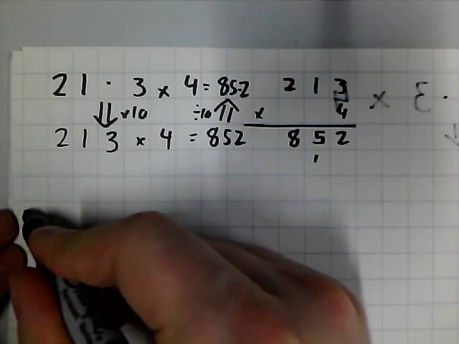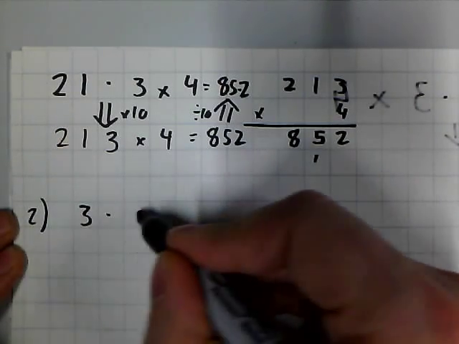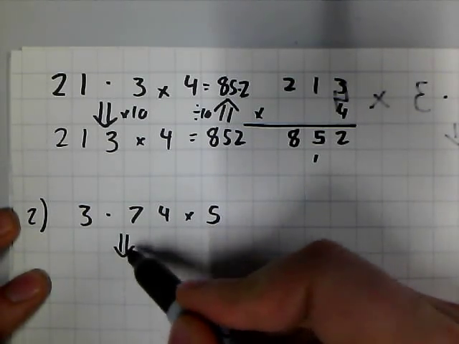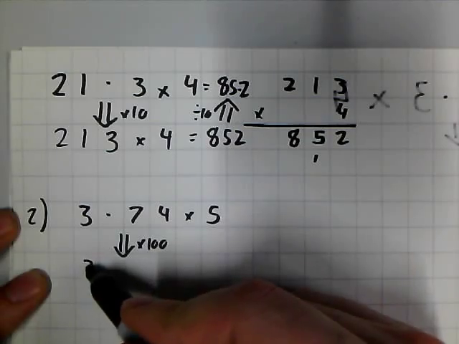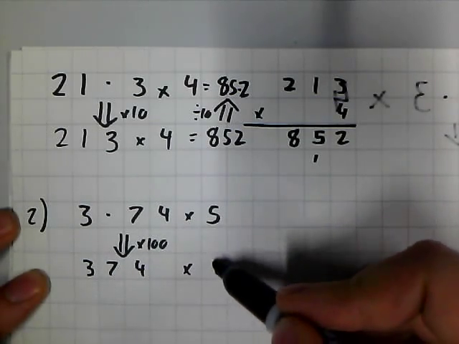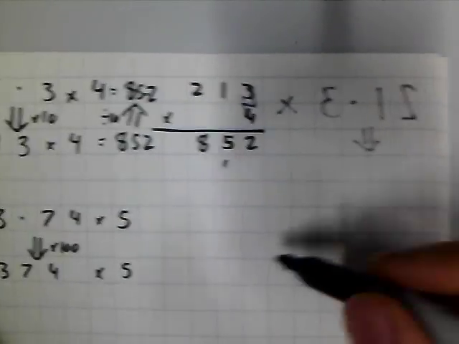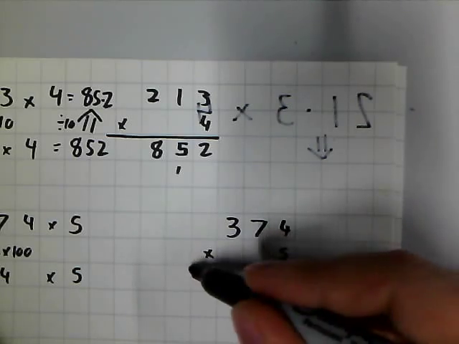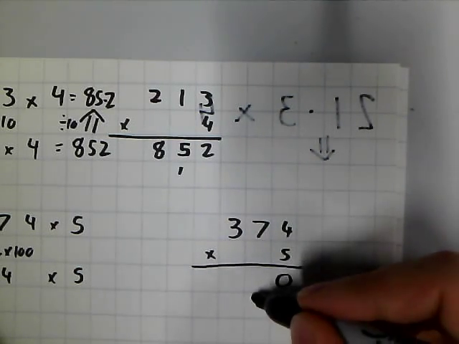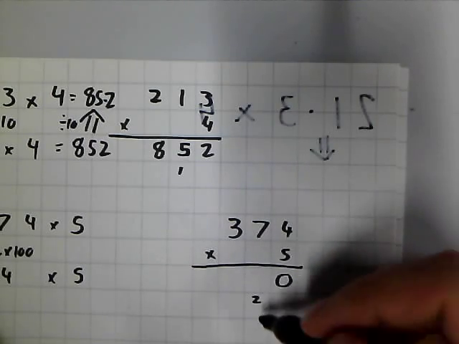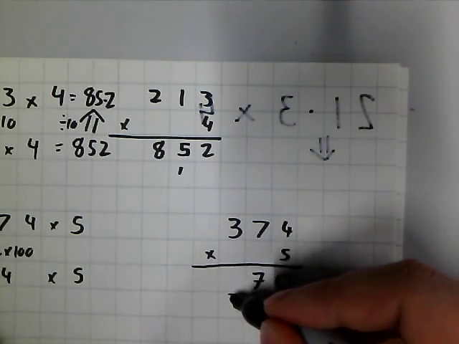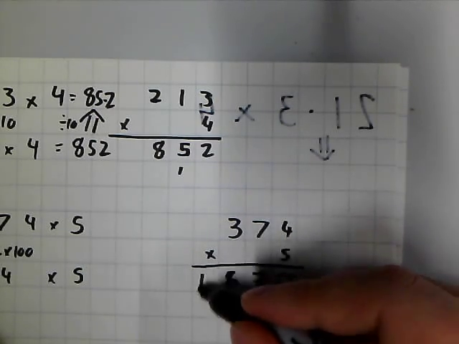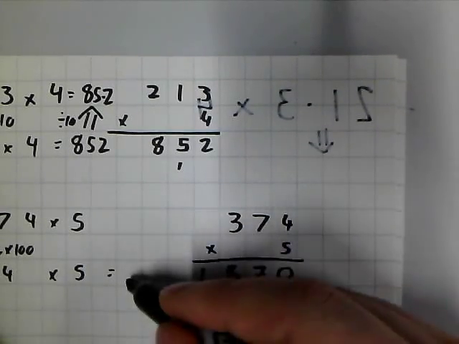Okay, question 2. 3.74 multiplied by 5. So I'm going to multiply 3.74 by 100. So I get 374 times 5. Okay, so I'm going to do a sum there to help me. So 374 times 5. 5 times 4 is 20. Carry the 2. 7 5s are 35. Plus the 2, 37. And then 5 times 3 is 15. Plus the 3, 18.